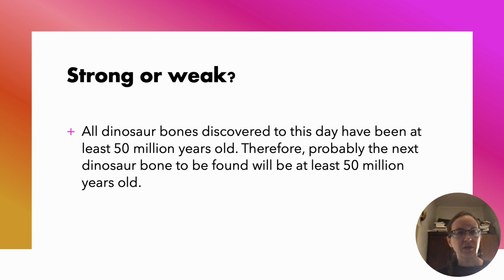So here's an example. All dinosaur bones discovered to this day have been at least 50 million years old, so probably the next dinosaur bone will be at least 50 million years old. Pretty good argument, right? It's making a claim from the fact that everything we've observed so far has been this way, therefore the next thing probably will be too.